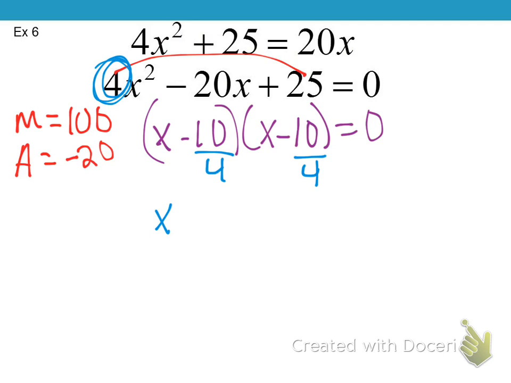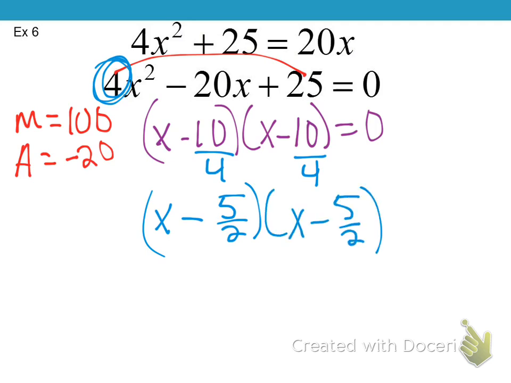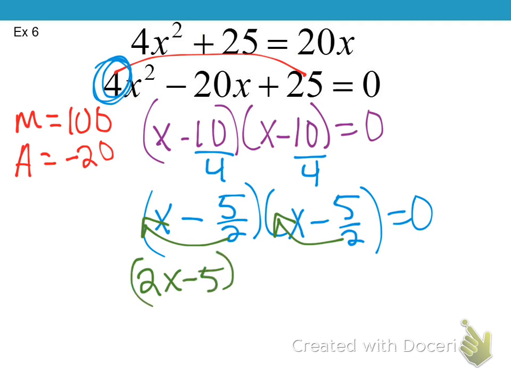Now, what is 10 over 4? 2/5. 5 other way. Yep, 5 over 2. 5 over 2, and then what? 5 minus 2. Yeah. We do what with the 2? Bring it up. Move the bottom up. So 2x minus 5. 2x minus 5. And then they both equal what? 0. This guy equals 0, this guy equals 0.